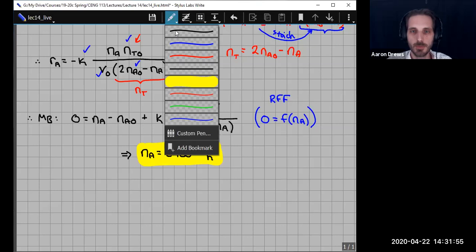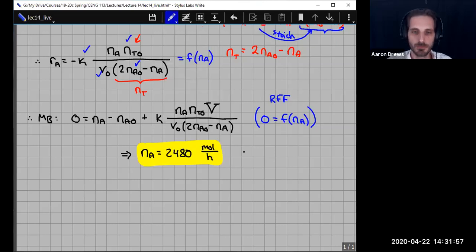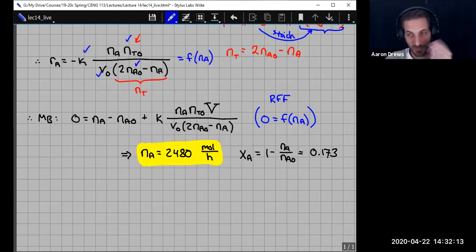So we end up with a number, 2480, which produces a pretty small conversion. N sub A divided by N sub A zero is about 0.173. Pretty small, like 17%. Although, I don't know, maybe you only need 17%. It was a made up problem, so if that's good enough for you, then it's good enough. You can decide that for yourself.